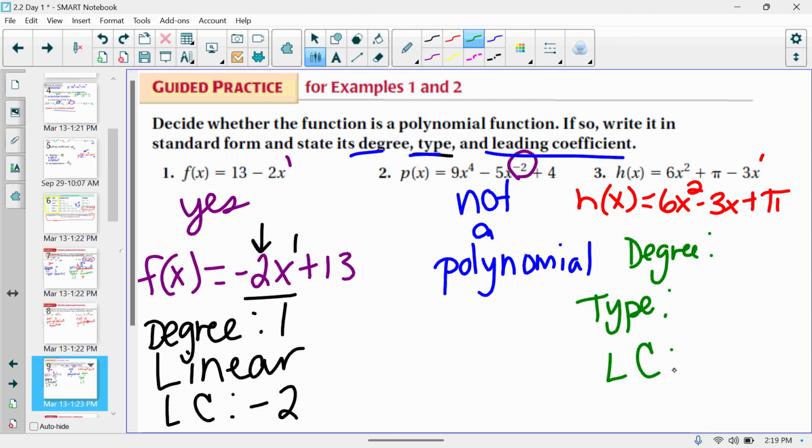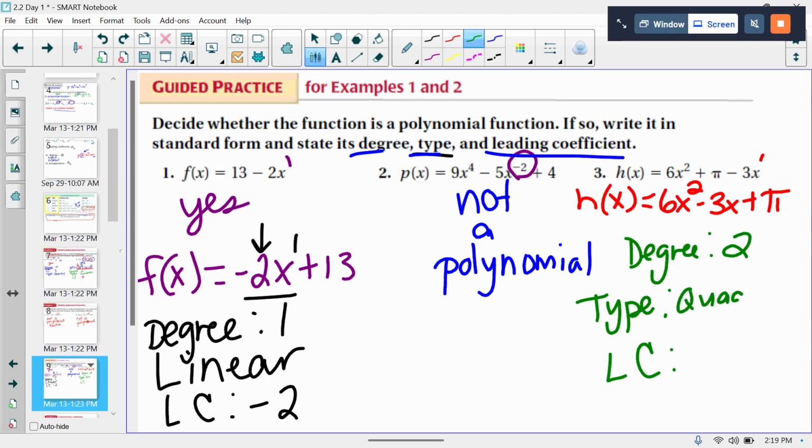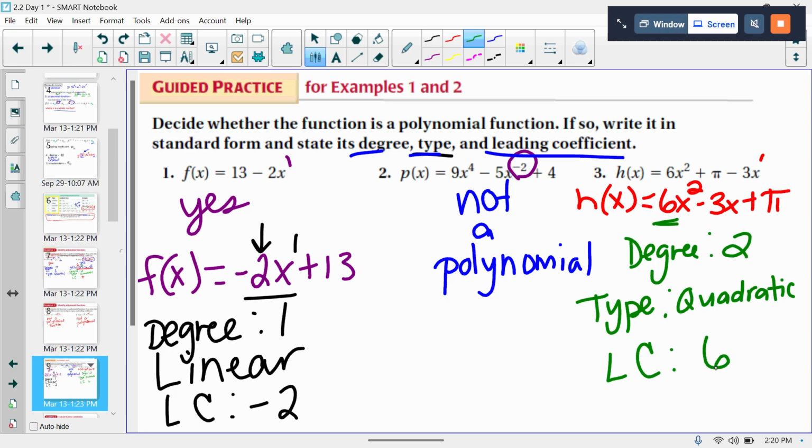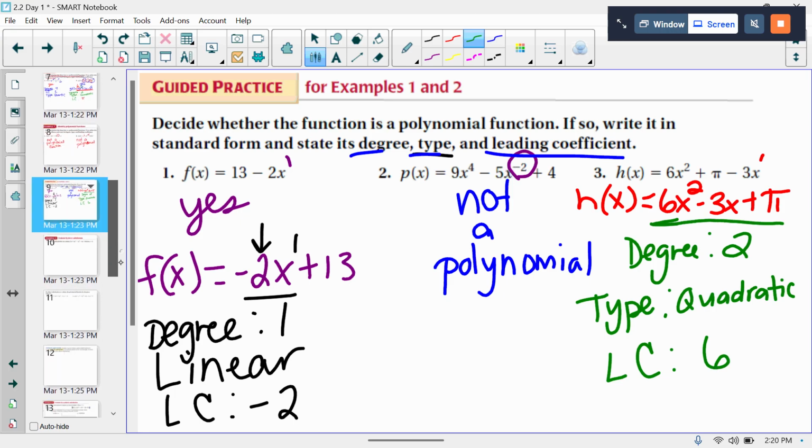So degree, again, is the highest exponent. That's 2. That's how you decide what type it is, okay? Look back at your table again if you need to. If the degree is 2, it's a quadratic. This is going to make a parabola if we graph it. And then the leading coefficient would be the number in front of the x on the term with highest degree. So it's 6, okay? Again, that's helpful to put it in order first, like in standard form, before you try to figure out the leading coefficient.